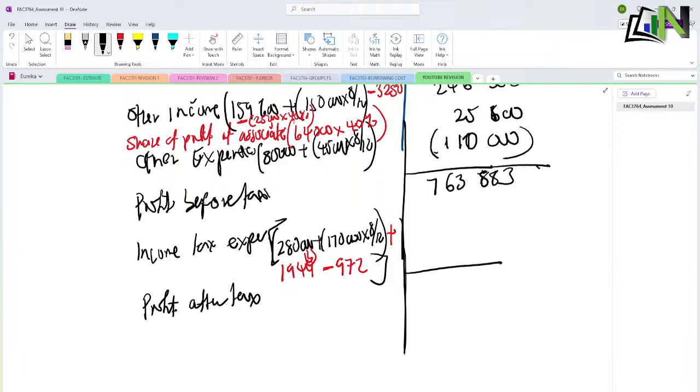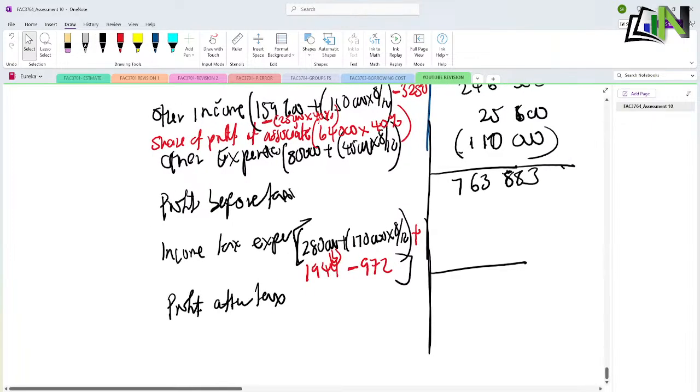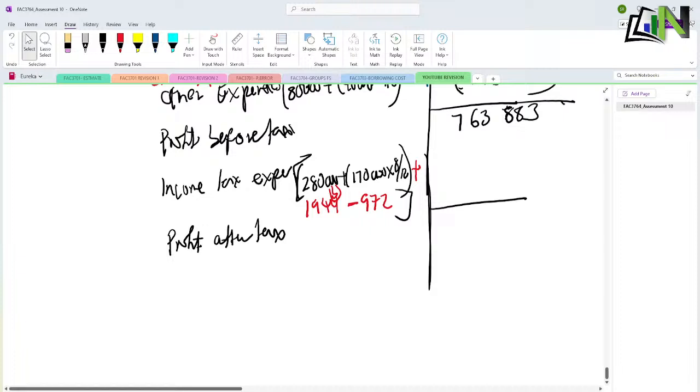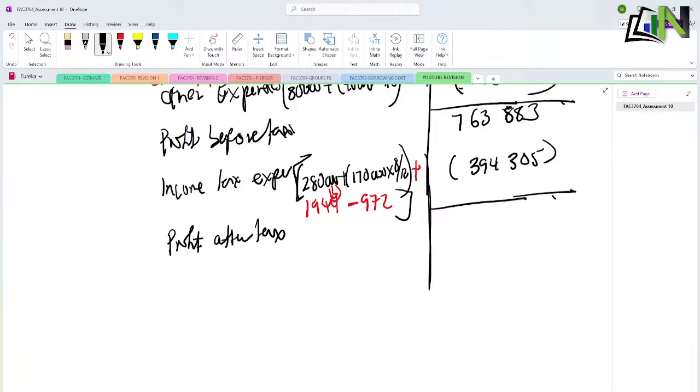So it's 280,000 plus open bracket 170,000 times 8 divided by 12 close bracket and plus 1949 minus 972. I just want to double check this 1949. Is it a 49 or 44? 1944. Yeah, thought as much. Okay, I'll just do the calculation: 280,000 plus open bracket 170,000 times 8 divided by 12 close bracket plus 1944 minus 972, and this is giving me 394,305.